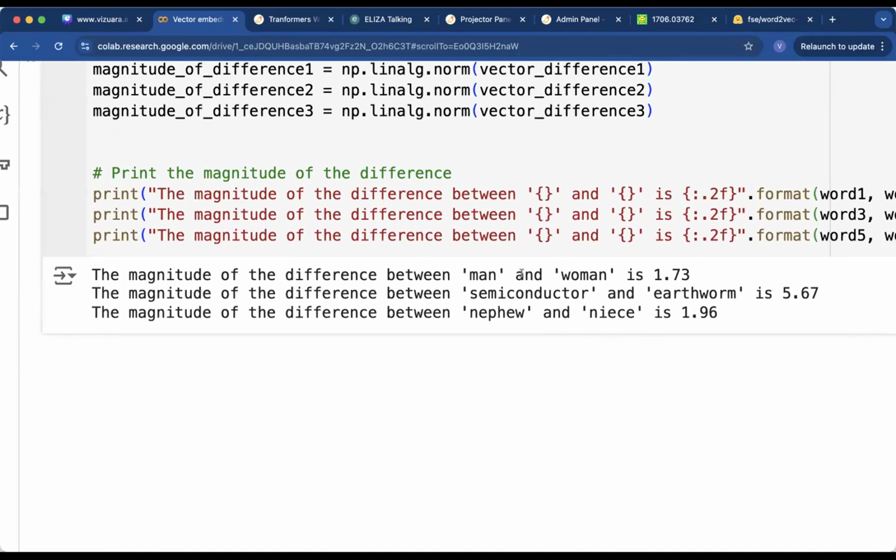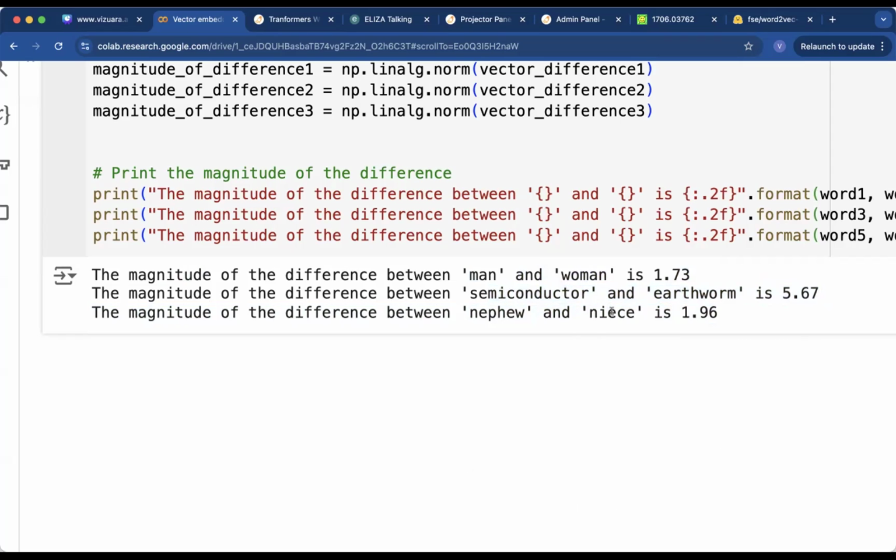And if I print out these differences, I'll see that the magnitude of the vector difference between man and woman is 1.73. The magnitude of the vector difference between nephew and niece is 1.96. And the magnitude of vector difference between semiconductor and earthworm is pretty high. Why is this pretty high? Because semiconductor and earthworm are not related to each other at all. And that is actually being captured through vectors.